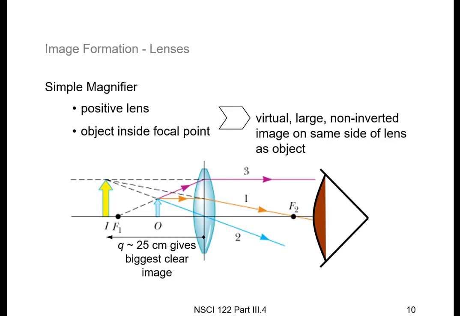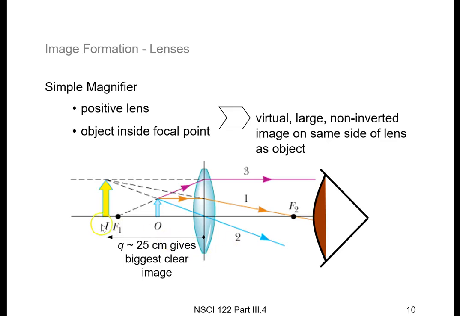Now you can try this on your own. Go back to holding that pencil in front of your eye. Ask yourself, how close can I get that pencil? Because the closer I'm getting it, the bigger it looks. So how close can I get it without it being hard to focus on, without it being blurry? And it's usually taken to be about 25 centimeters.